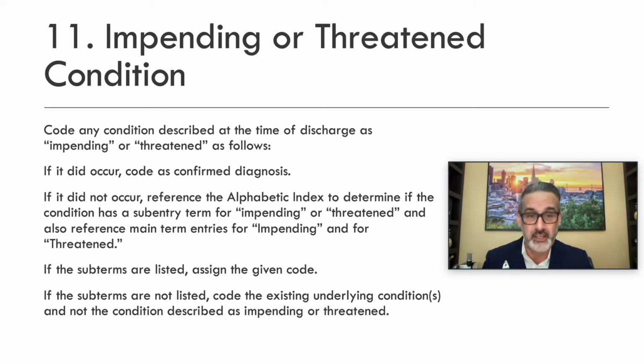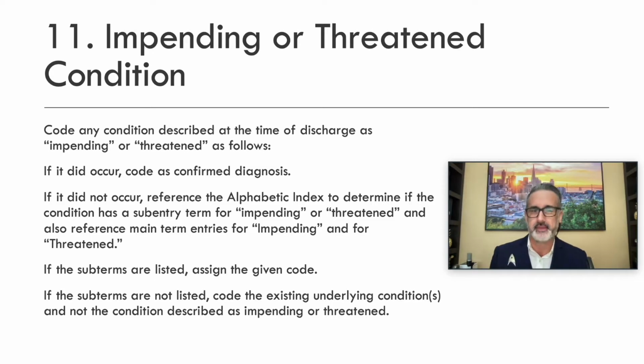However, if that condition did not occur, like per the guidelines here, we need to determine if the patient does not have that condition, but it's possible, if the ducks are starting to all line up in a row where they could actually develop that condition. Then when we're doing the drop downs from the most generic term in the alphabetical index in front to getting more specific, if they have the option for impending or threatening on those drop downs on the subterms, then we would choose that. But if they don't have those drop downs available, then we would just code the existing underlying condition and not the condition described as impending or threatening.